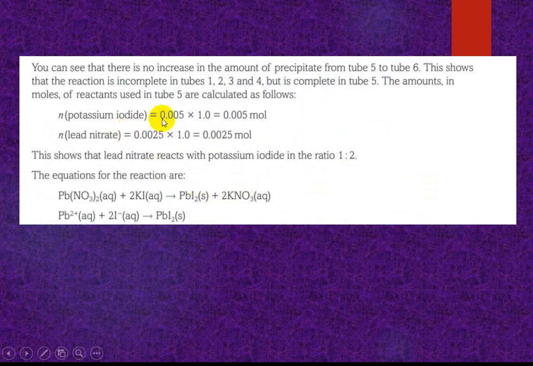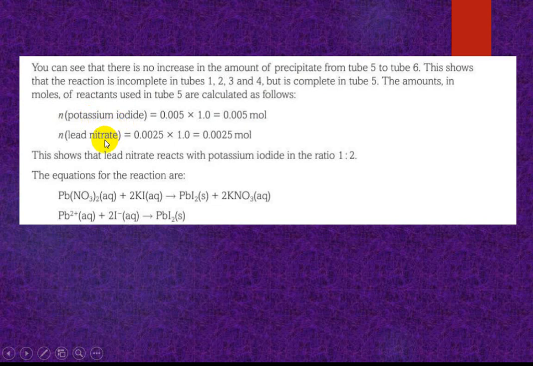So we see that there is no increase in the amount from tube 5 to tube 6, but here 7. This may be a mistake. The reaction is incomplete in tubes 1, 2, 3, 4, but is complete in tube 5. The amount in moles of the reactant used in test tube 5 can be calculated as follows. How can we calculate the moles? Do you know what moles equal to?